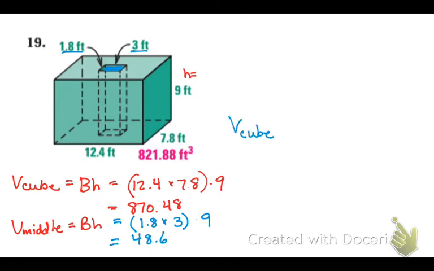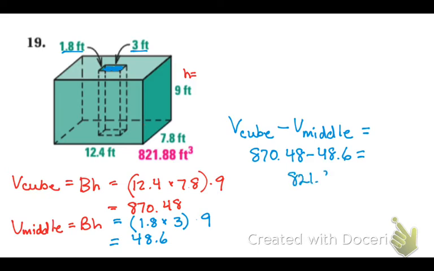Now we can't forget the last part, which is to subtract. You start out with a large cube, you subtract the little one, and you get what's left over. That equals 870.48 minus 48.6, and that is equal roughly to 821.88, just like it says in pink.